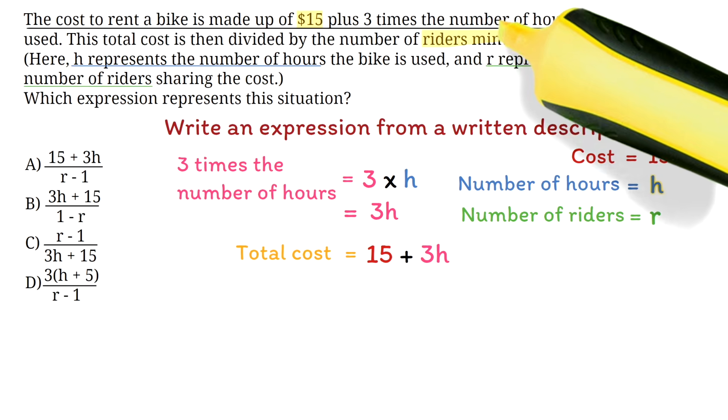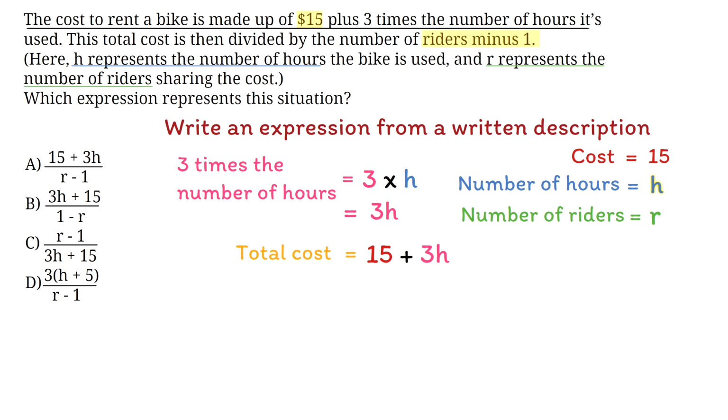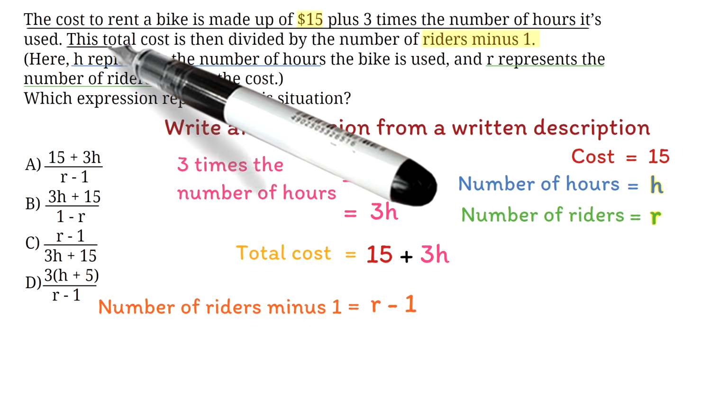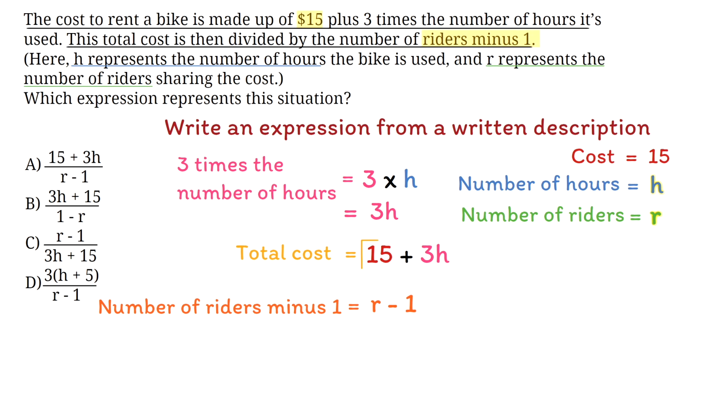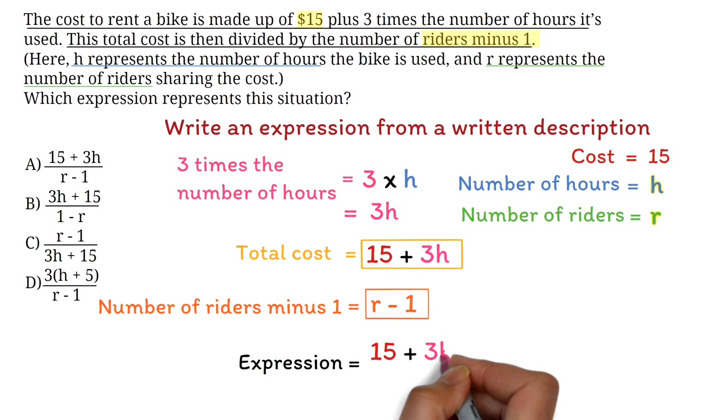Let's handle the riders minus 1 part. We already know R is the number of riders. So, number of riders minus 1 becomes R minus 1. Next, the question says that the total cost is divided by the number of riders minus 1. Since our total cost is 15 plus 3H and the divisor is R minus 1, we write the full expression as 15 plus 3H, all divided by R minus 1. Therefore, the correct answer is option A, 15 plus 3H, all divided by R minus 1.